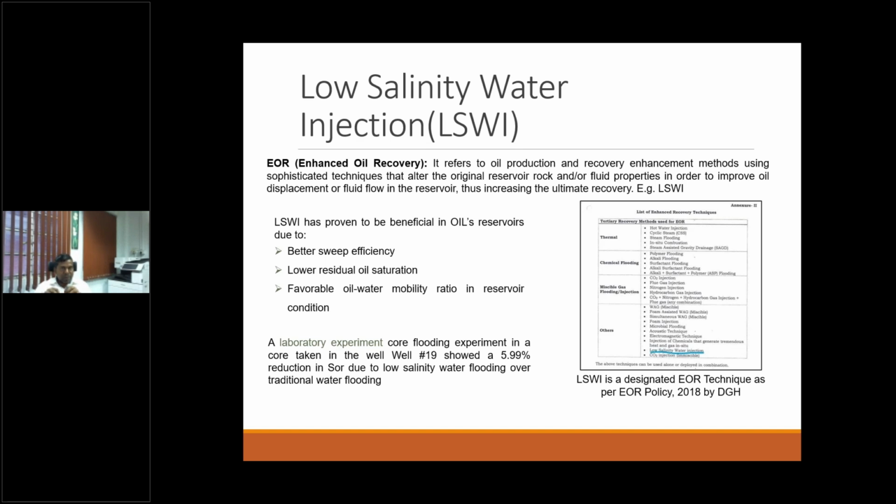I have shown you low salinity water injection. I will be giving you some field examples also at the end of the presentation. I have two examples from two different fields where you can see how it has impacted.